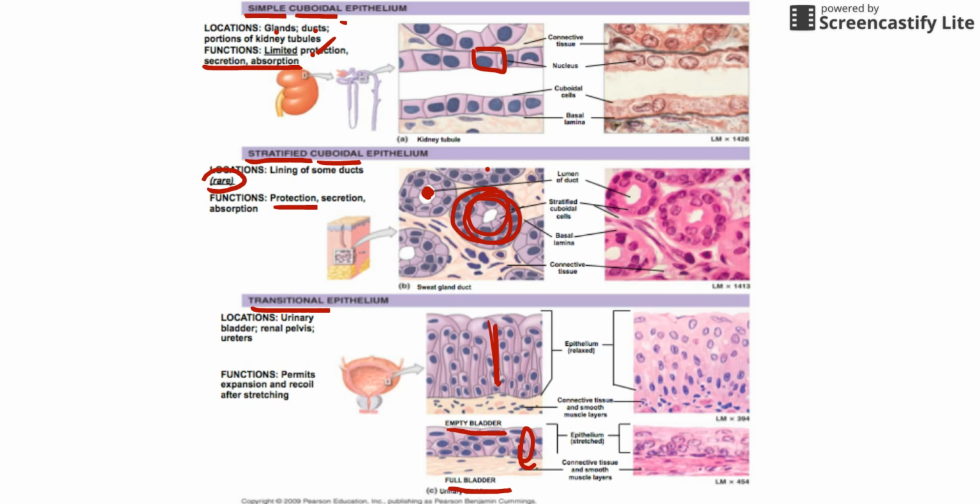Essentially, as the bladder fills, the walls get stretched thin. Really, the only place we'll talk about this year will be the bladder. So as far as location, that's the easiest one, and it allows stretching out of all the epithelial tissues. It allows stretching, so you've got this location in the bladder and it allows the bladder to stretch.